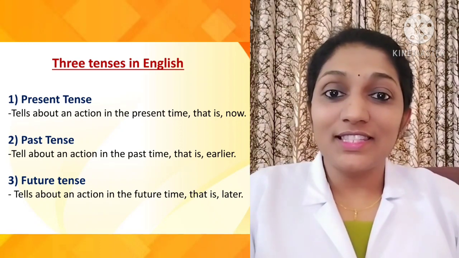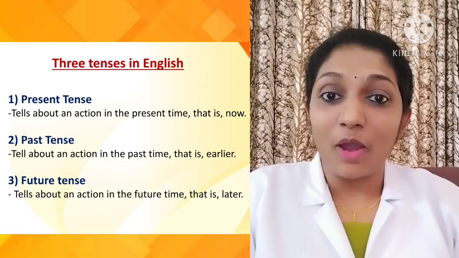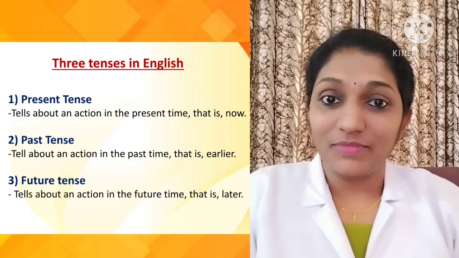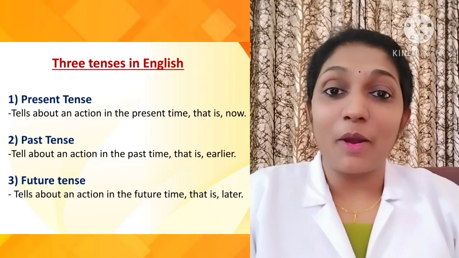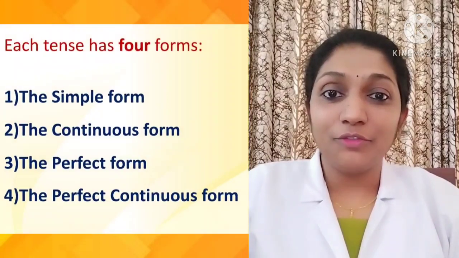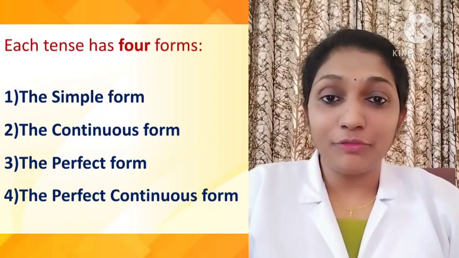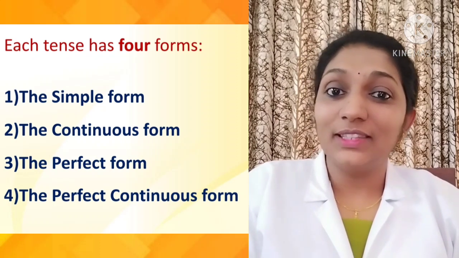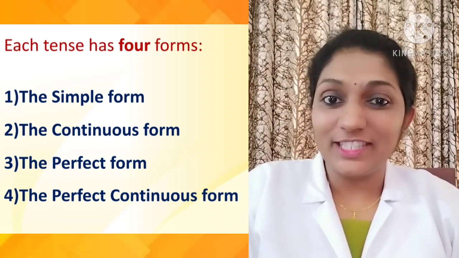Present tense tells us about the action that happens in the present time, that is now, and past tense tells us about the action in the past time, that is earlier, and future tense tells us about the action in future, that is later. Each tense has got four forms. They are the simple form, the perfect form, the continuous form and the perfect continuous form. Now let us look at each of them in detail.